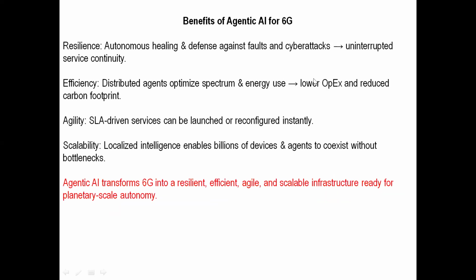And then we can think about how agentic AI will be naturally related to a completely different telecommunication network, right? Because it needs resilient, efficient, agile, and scalable infrastructure. And then we can have a terminology, planetary scale autonomy. It's a global level, and planetary scale autonomy will show up.